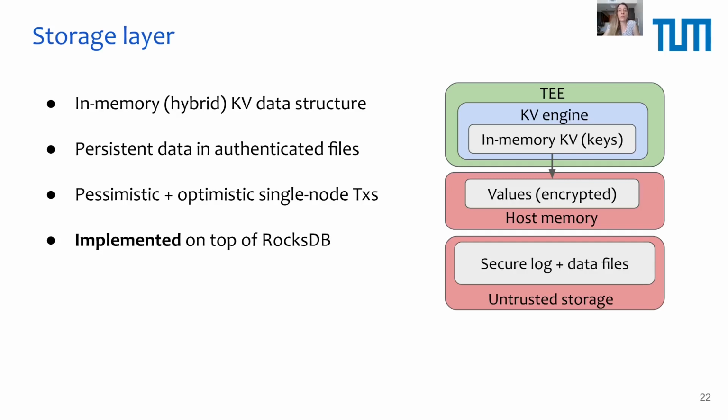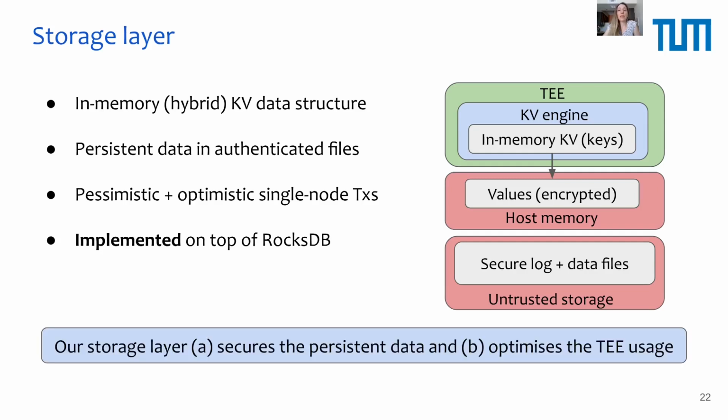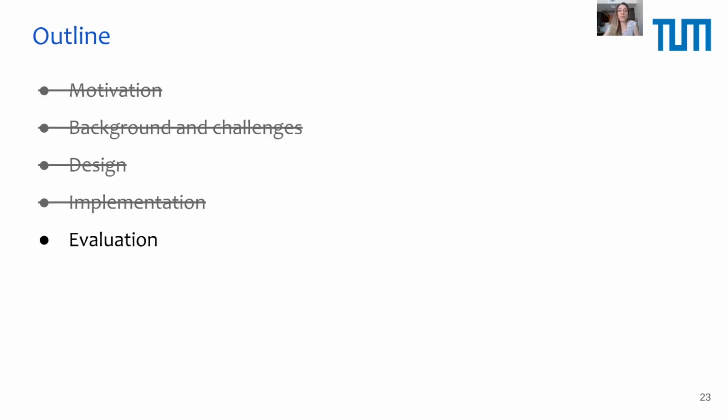In addition, we are compatible with both optimistic and pessimistic single node transactions. Pessimistic transactions take locks as they go along, whereas optimistic transactions rely on a validation phase that takes place at the commit time. Our code base is implemented on top of RocksDB. To sum up, our storage layer secures the persistent data and optimizes the enclave memory usage.